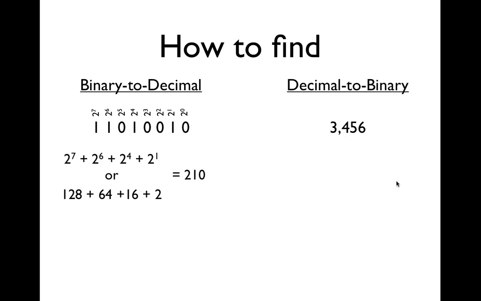But you might not be able to remember that off the top of your head, but don't worry, it doesn't take a lot of time. And you get 210. So 1101010 equals 210 in decimal.